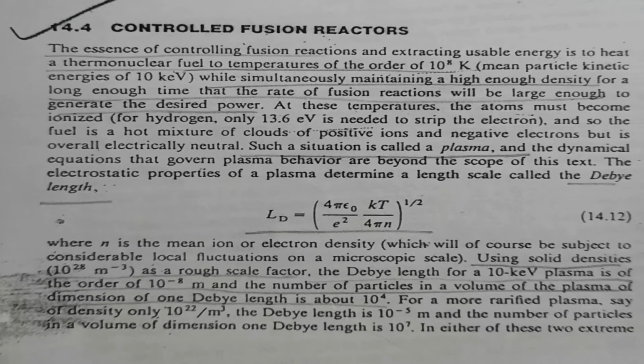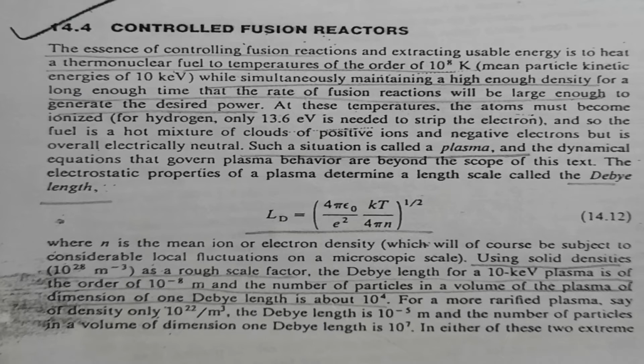Of course, at these high temperatures, the atoms will get ionized. The ionization energy for hydrogen is 13.6 electron volts. So, due to the ionization, the fuel is a hot mixture of positive ions and negative electrons, but the overall charge neutrality is maintained as such. This situation is known as the plasma state.